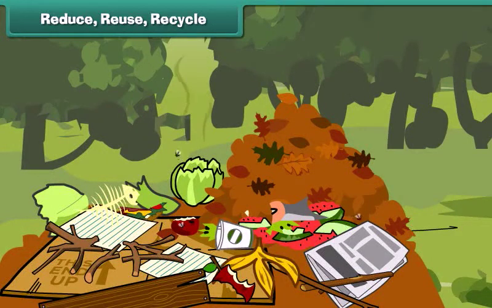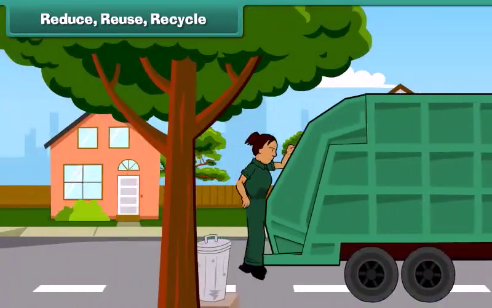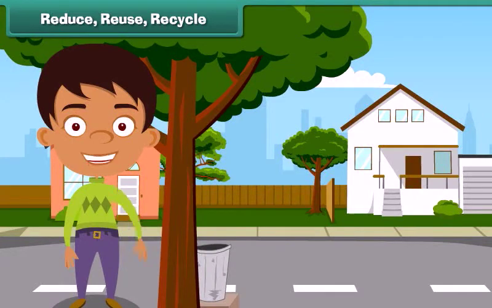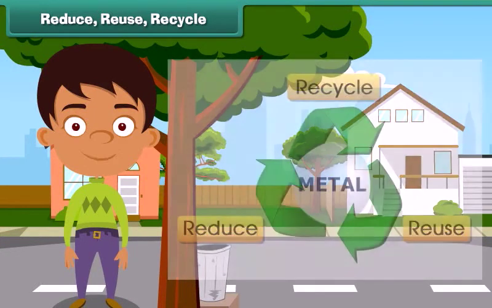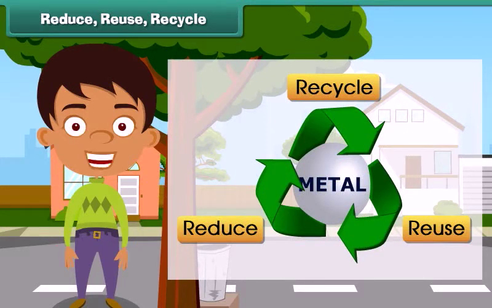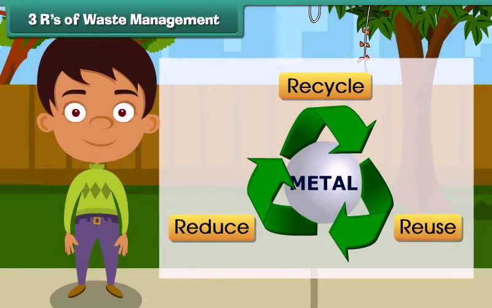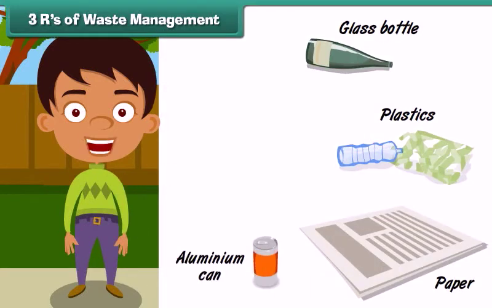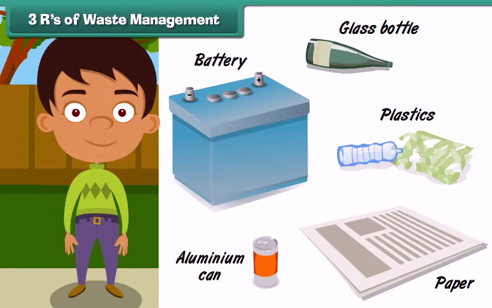Reduce, reuse, recycle. Waste harms our environment. It is important that we control and handle waste with care to keep ourselves healthy and our environment clean. To achieve a pollution-free, clean environment, we must practice the 3 R's of waste handling. Let us learn about them in detail. 3 R's of waste management. The first R stands for recycle. Recycle is to process old, used items in a way that they can be used to make new products. For example, items made of glass, plastic, newspapers, aluminium cans, and batteries can be recycled to make new products.